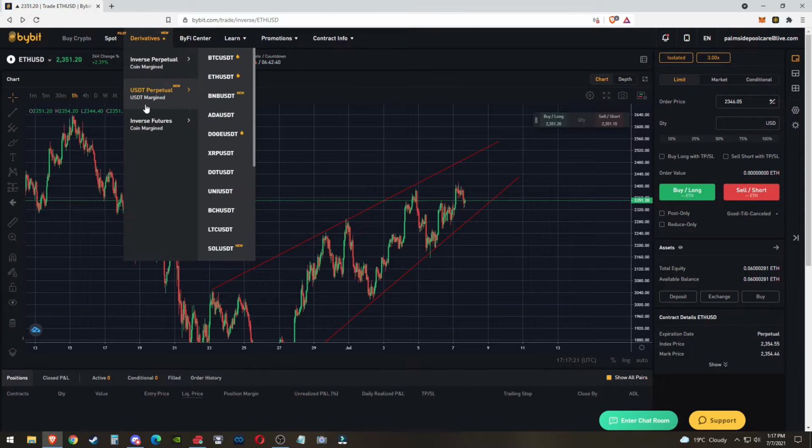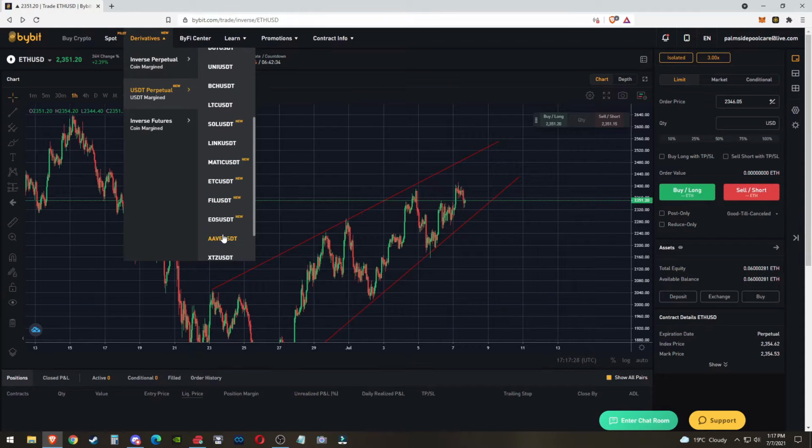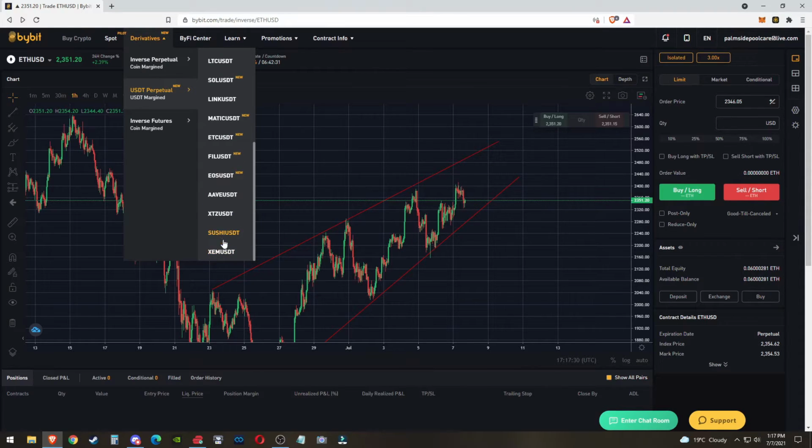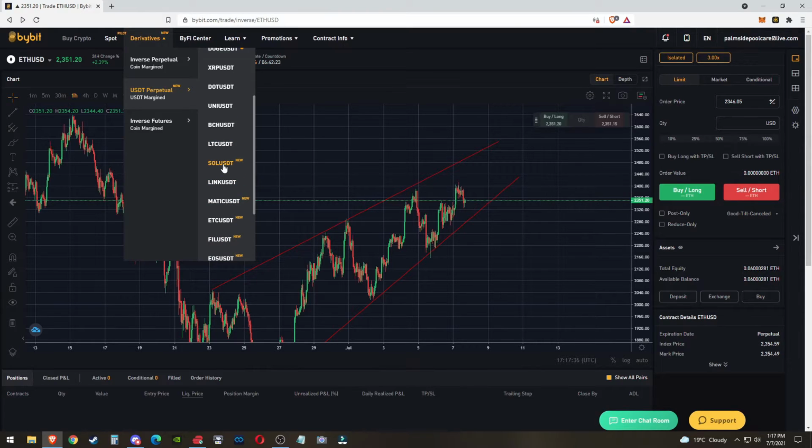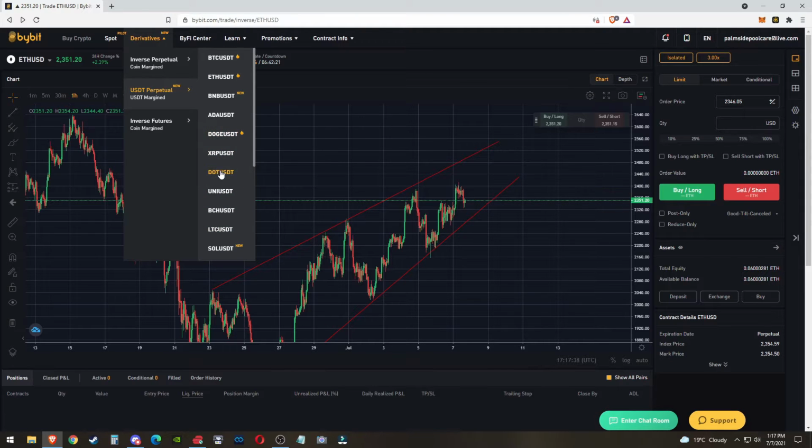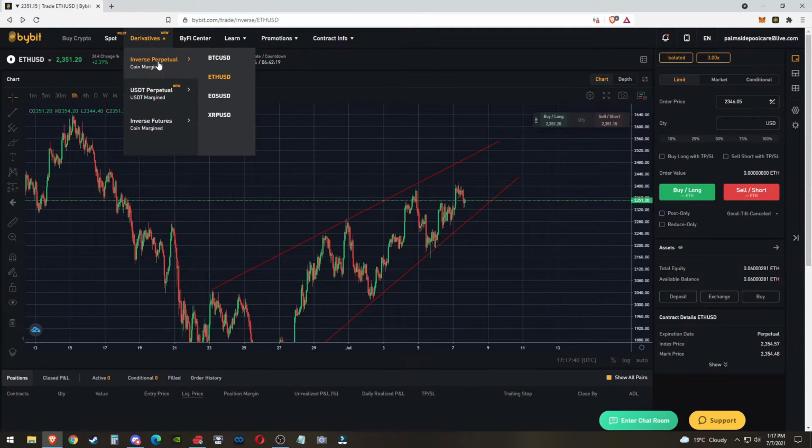The other way to do this is USD perpetual. Basically, you have a lot more options here. You can trade, and what happens is when you settle these, when your trade wins or loses and it executes, they will still pay you out in USDT. Even though you're trading Doge, it'll pay you in USDT. Versus inverse perpetual, they will pay you in BTC if you're trading that. They'll pay you in ETH if you're trading there, and they'll pay you in EOS and XRP depending on what you're trading.